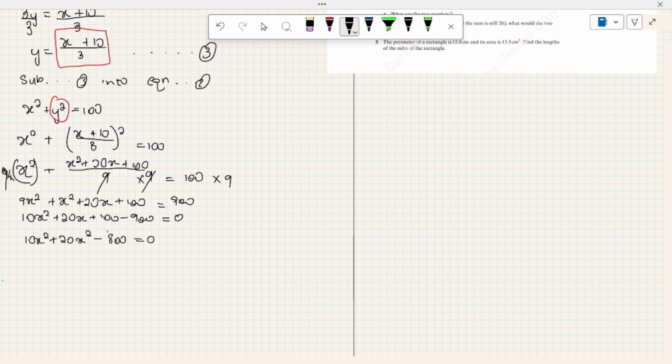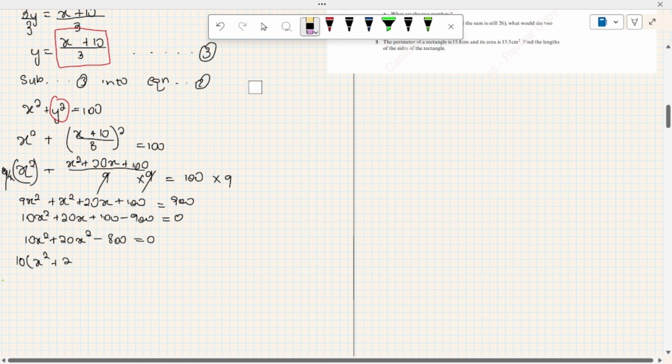So now we see that there are multiples that can be taken out of all our terms. So we're going to take 10 outside, and it's going to be x squared plus 2x. What did I write, x squared here?